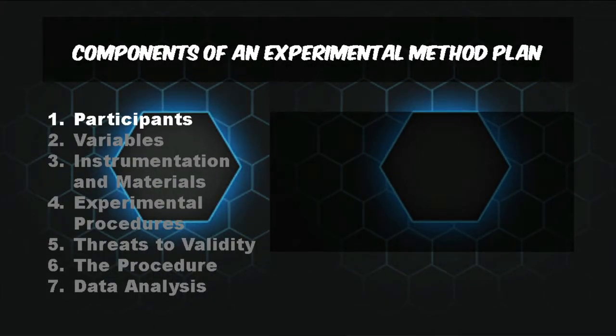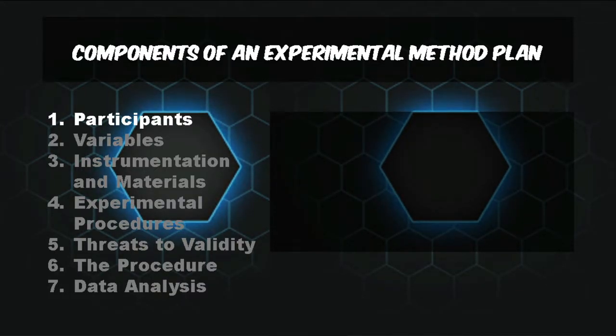Components of an experimental method plan. These are the things that we need to be reminded of about what to include when we prepare a proposal that is experimental in nature. So number one, we have to identify or describe the participants, and more than that, we also describe the selection process of these participants as either random or non-random. How did you select your participants?